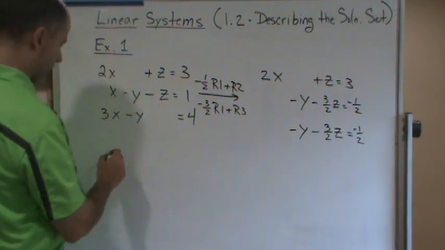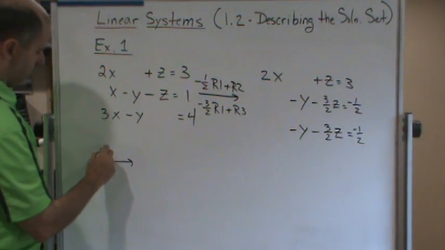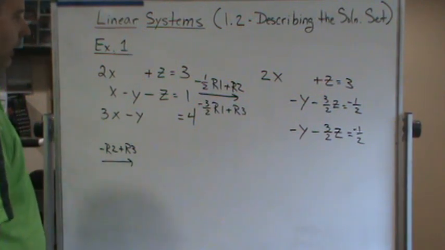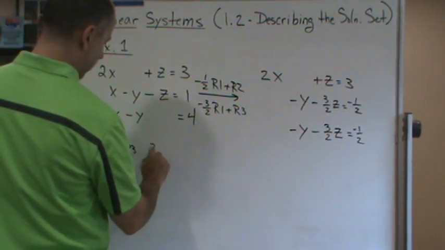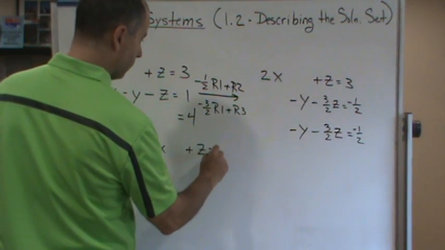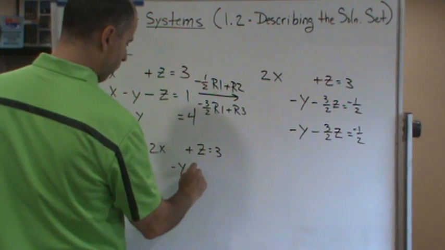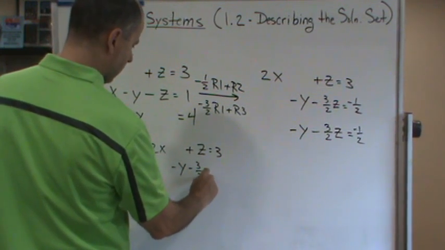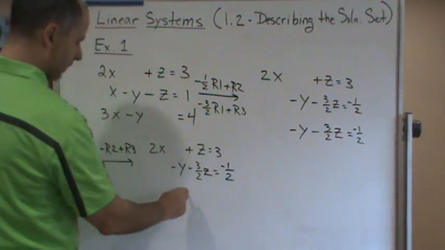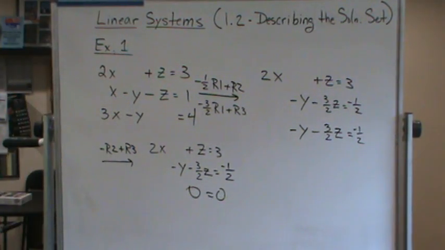Okay, so we're going to do negative row 2 plus row 3. And so what's going to happen is we'll end up with what? 2x plus z equals 3. And then we're going to end up with minus y minus 3 halves z equals negative a half. And then in the bottom we get 0 equals 0.